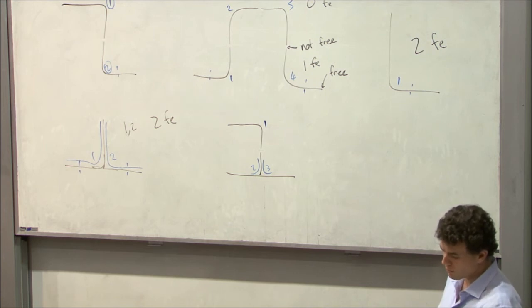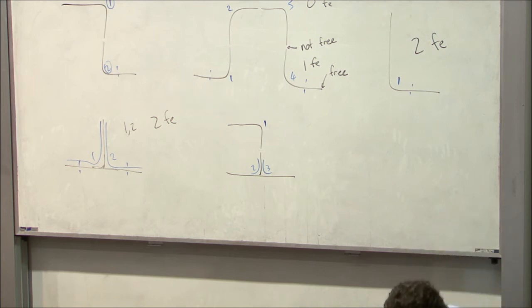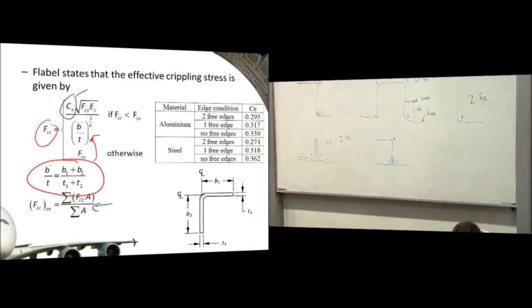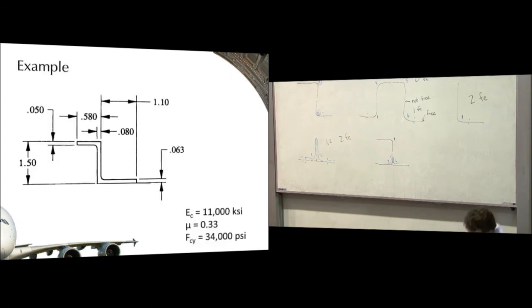Once you've worked out the crippling stress for every corner, then you do a weighted average by the area of each corner. So we'll do an example. And if you notice, this is the stiffener that we had in our previous calculation.